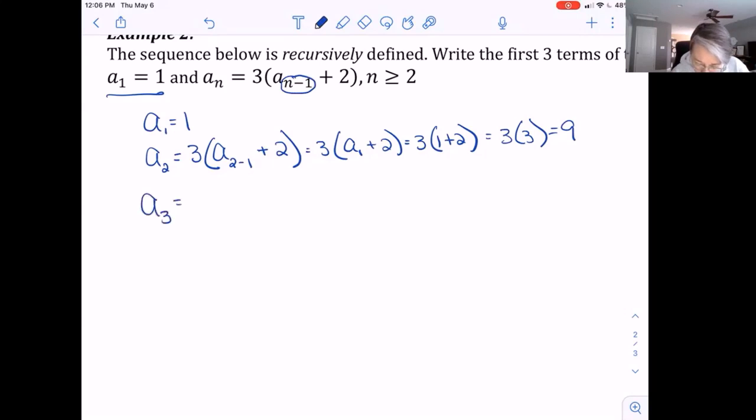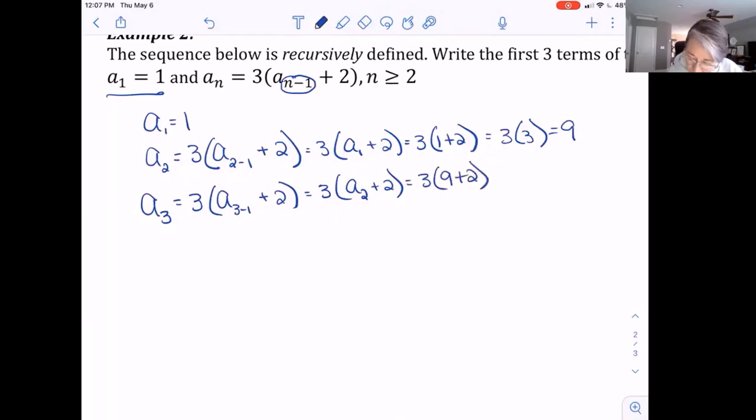So A sub 3, the third term, would be 3 times A sub 3 minus 1 plus 2, which equals 3 times A sub 2 plus 2. So again, we're looking for A sub 3, so we've got to use A sub 2 plus 2, which gives us 3 times, this time 9 plus 2. 3 times 11, which is 33. So notice how we knew A sub 1, so we used A sub 1. We knew A sub 2 was 9. Here we plugged in 9. So we're using that previous value.